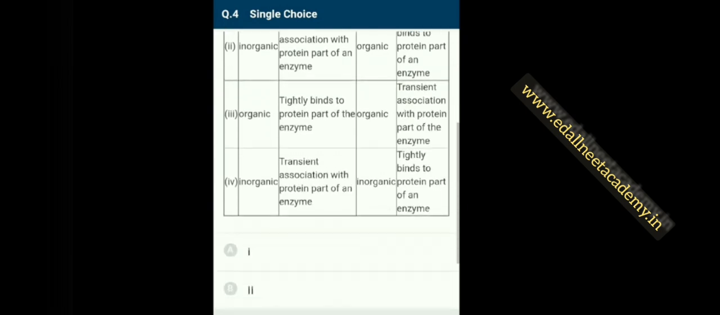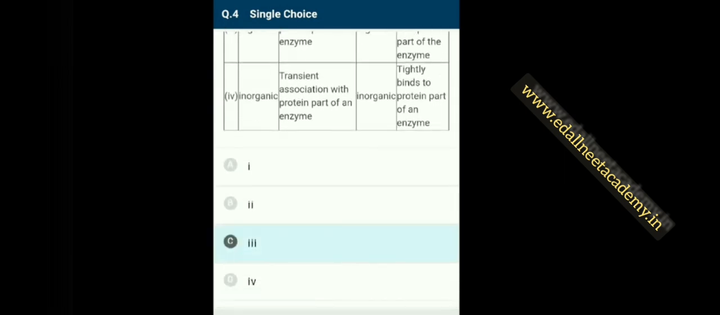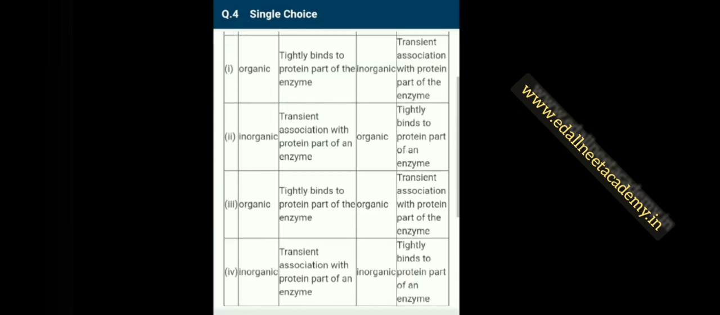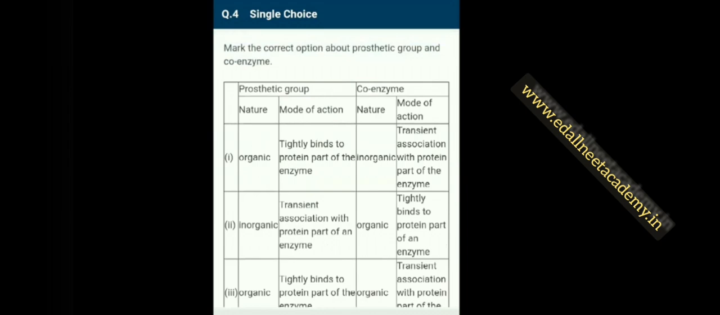So the answer for this question is option C. From the given tabular column, the third one is organic and tightly binds to the protein part of the enzyme. That organic one with transient association with the protein part of the enzyme. So that is the prosthetic group and coenzyme.